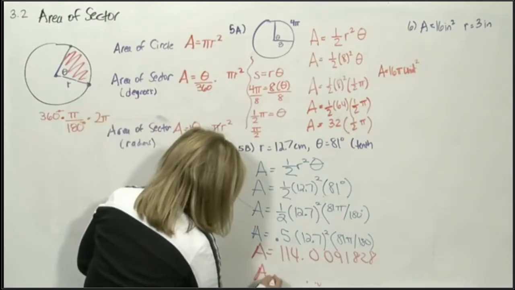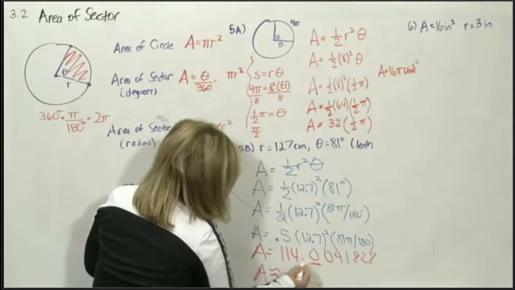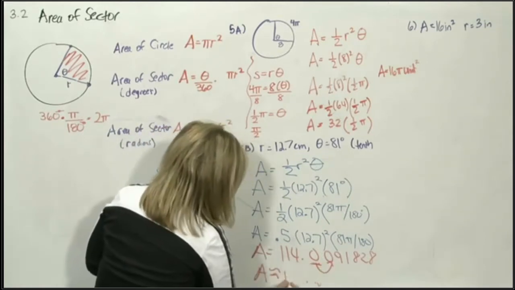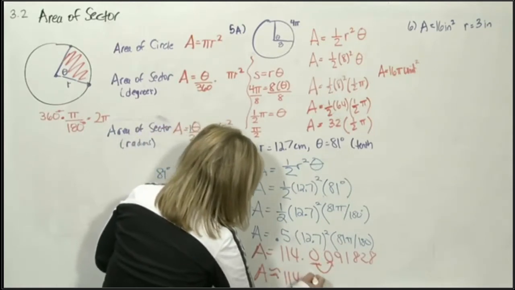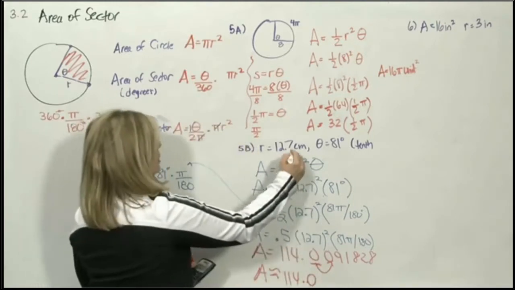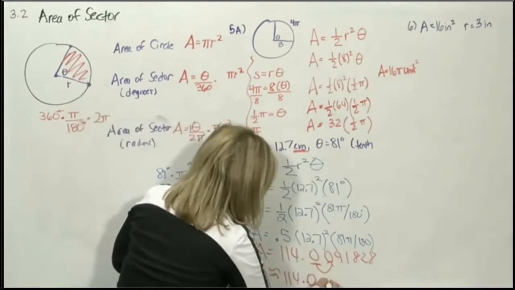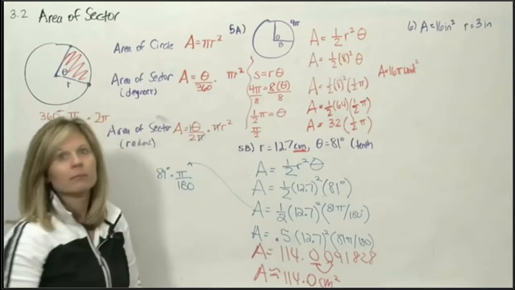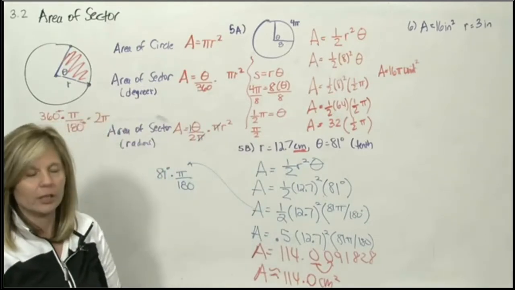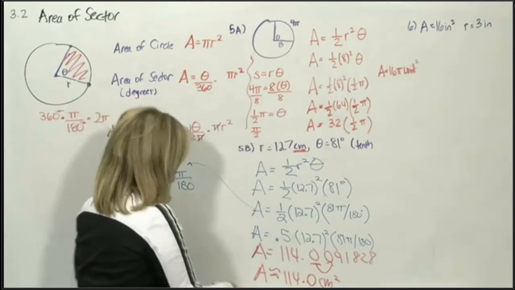It says to round this to the nearest tenth. Zero's in the tenth spot. There's a zero behind it. So this would be 114.0. They gave us a unit up here, centimeters, so we would write centimeters squared. Make sense? Good. Let's do one more example in this set of notes.